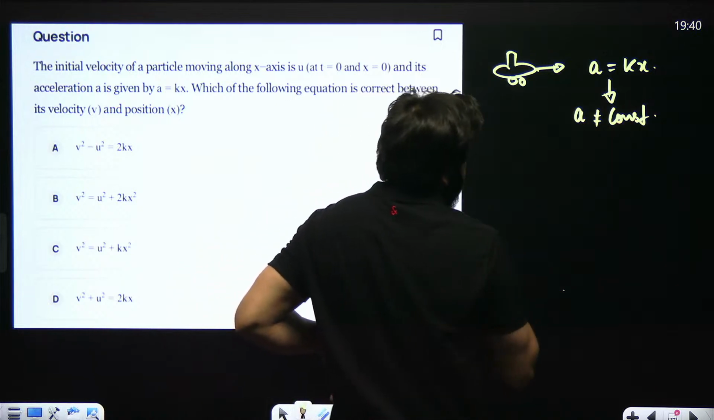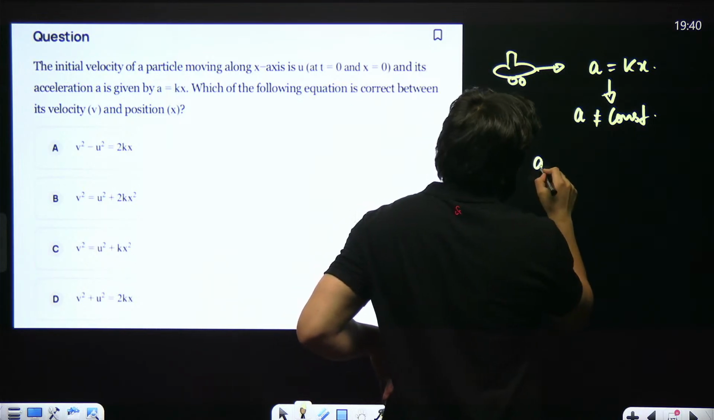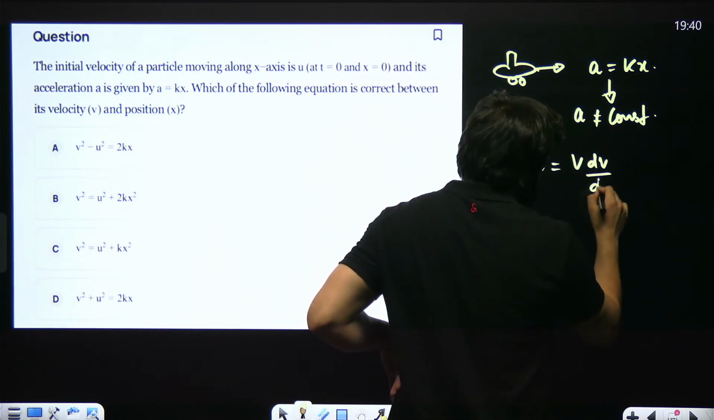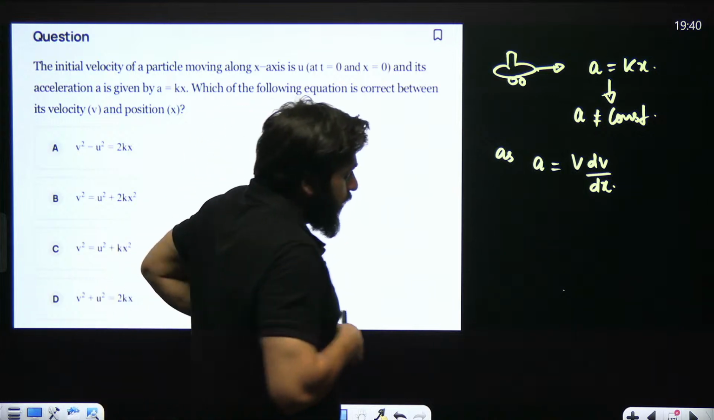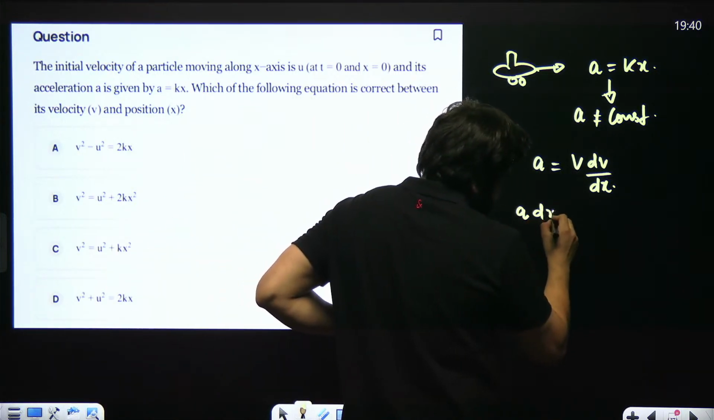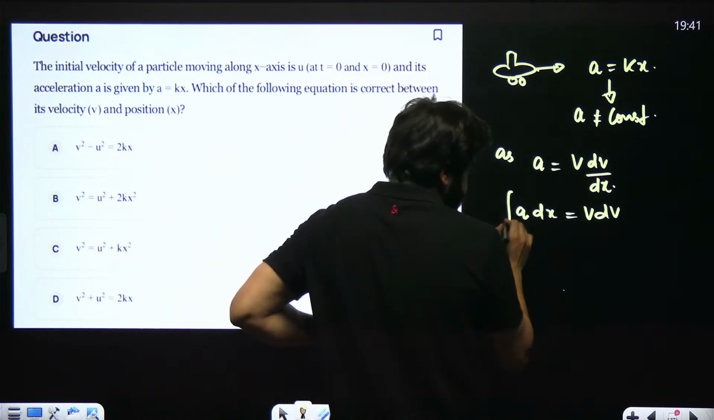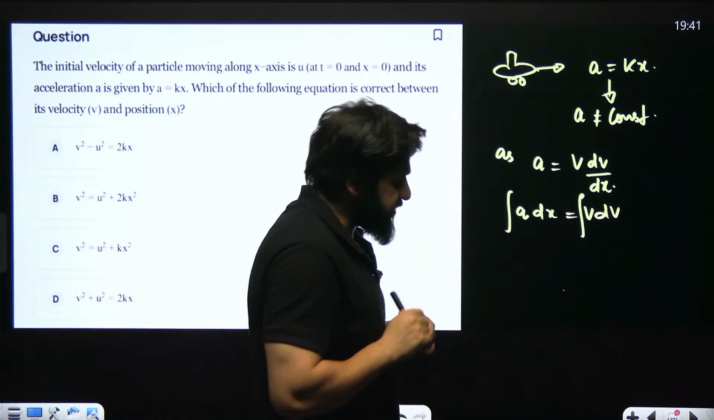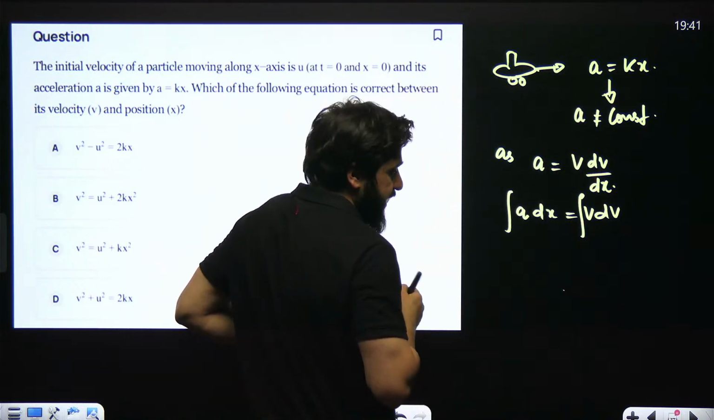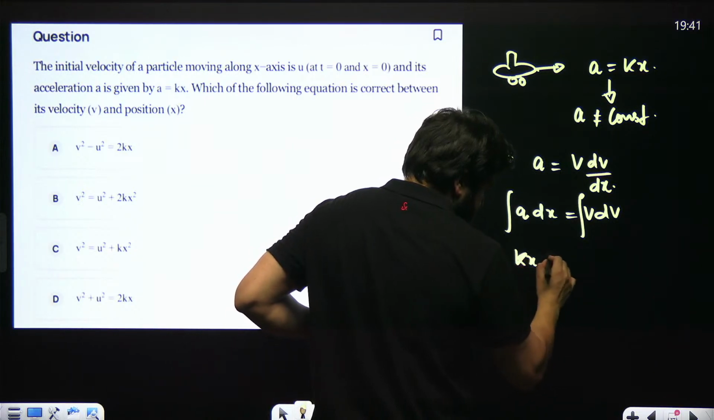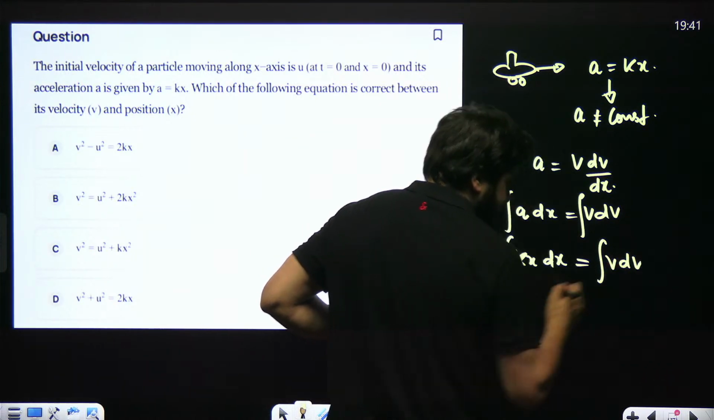Now guys, see in this particular case, what will we do? We say a is equal to v dv divided by dx. We'll use this equation. Now, multiply this over here. We say a dx is equal to v dv. Now integrate both the sides. Instead of this a, I'll put the value of acceleration, that is k times of x. So I'll write over here, k times of x dx is equal to integration of v dv.